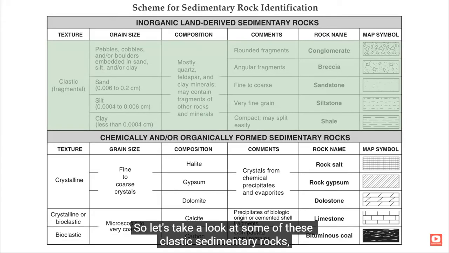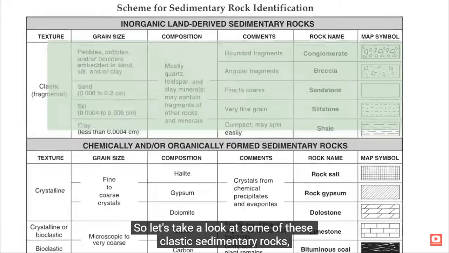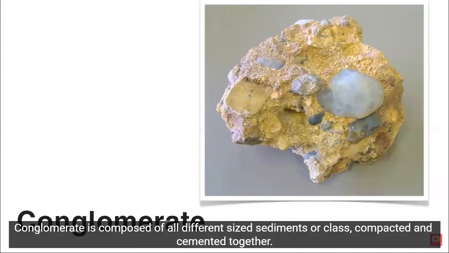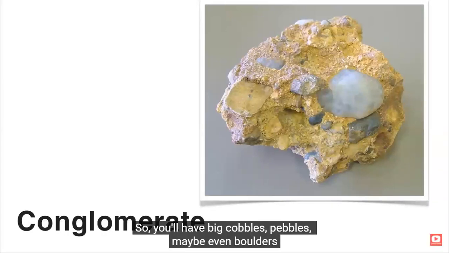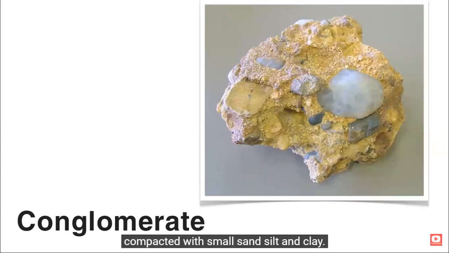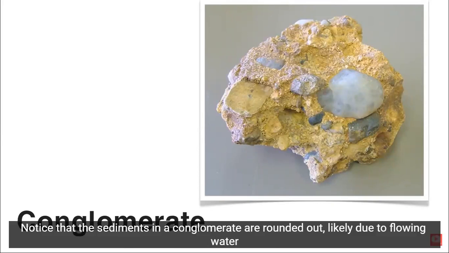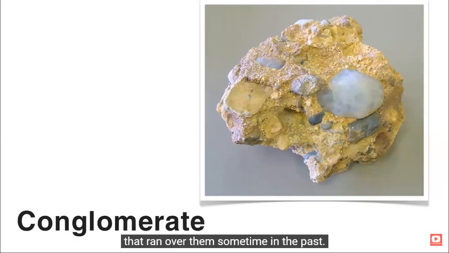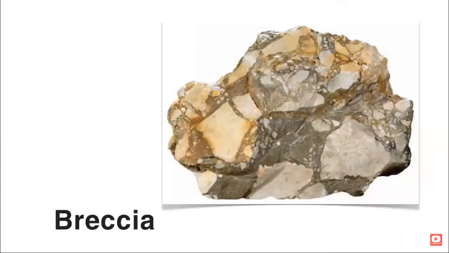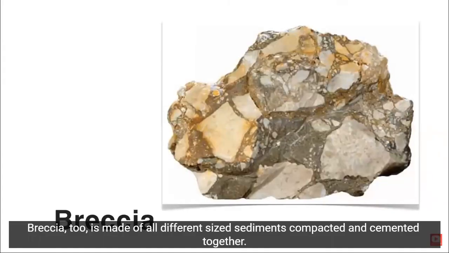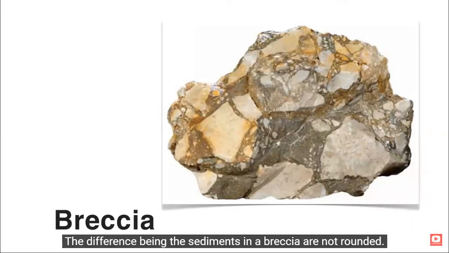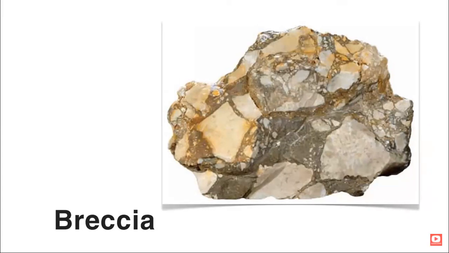So let's take a look at some of these clastic sedimentary rocks, beginning with the first one, conglomerate. Conglomerate is composed of all different size sediments or clasts compacted and cemented together. So you'll have big cobbles, pebbles, maybe even boulders, compacted with small sand, silt, and clay. Notice that the sediments in a conglomerate are rounded out, likely due to flowing water that ran over them sometime in the past. Very similar to a conglomerate is a breccia. Breccia, too, is made of all different sized sediments compacted and cemented together. The difference being the sediments in a breccia are not rounded. They are more angular, pointy, or jagged.